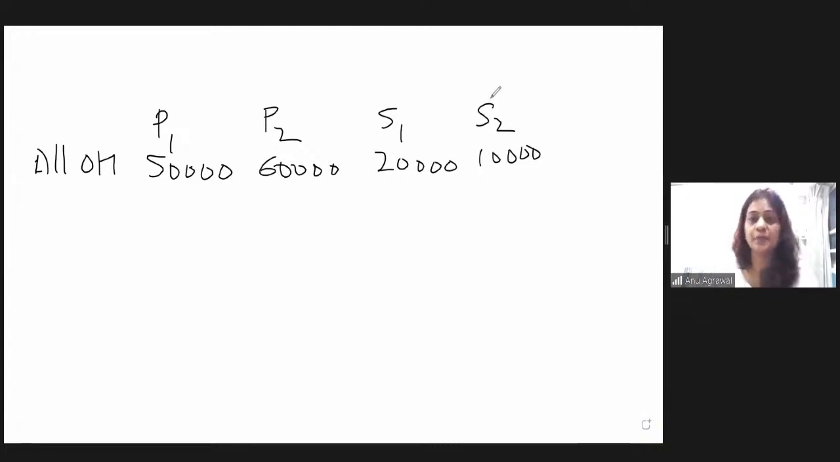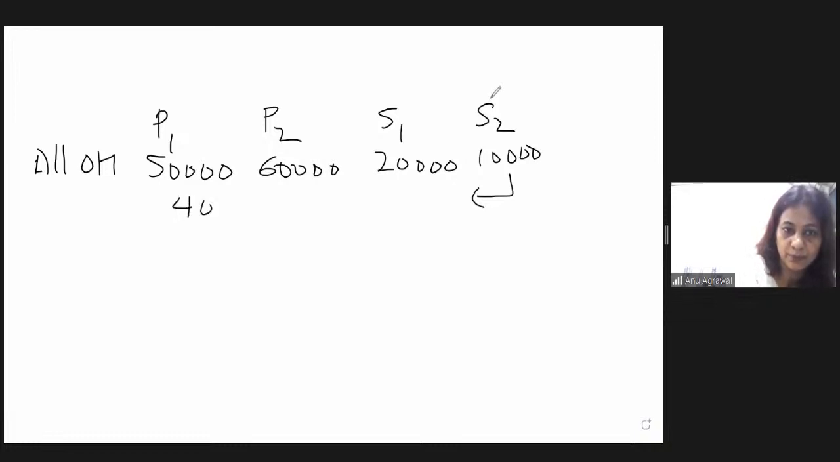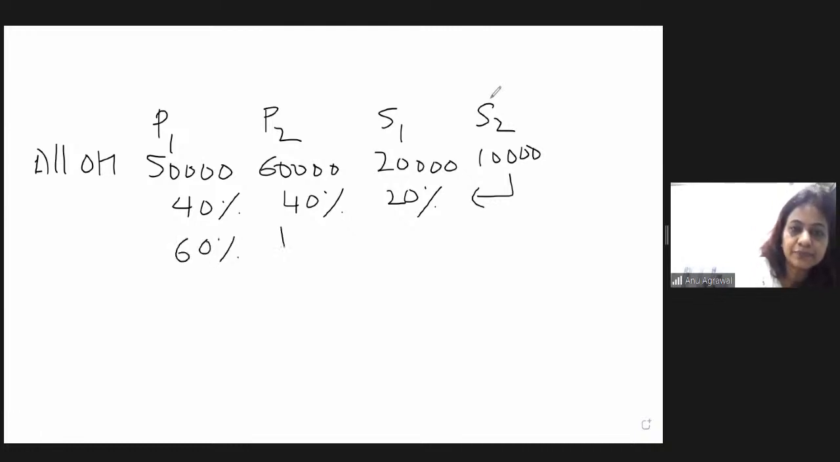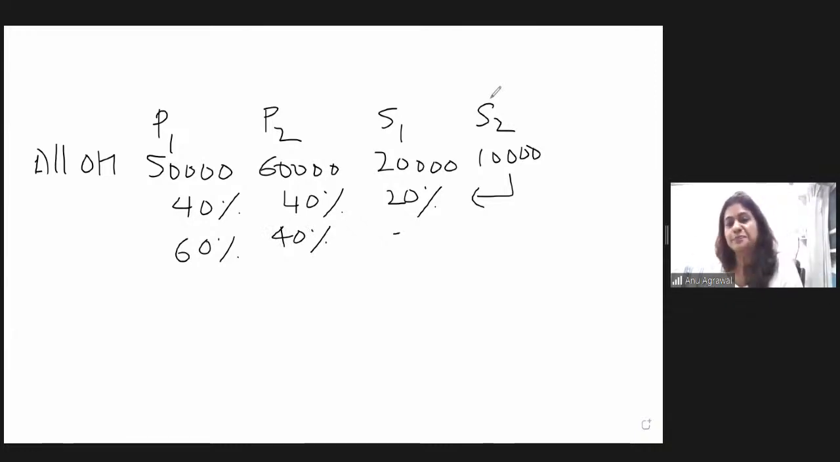But I tell you that S2 renders services to production departments P1 and P2, and it also renders to service department S1. Though S1 renders only to P1 and P2. Any problem?